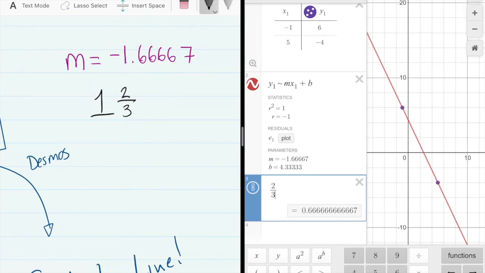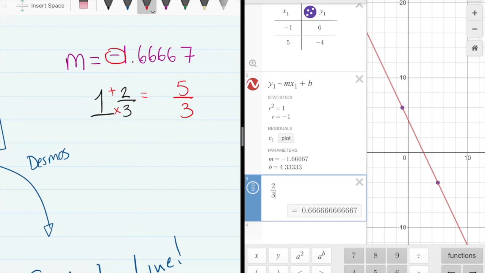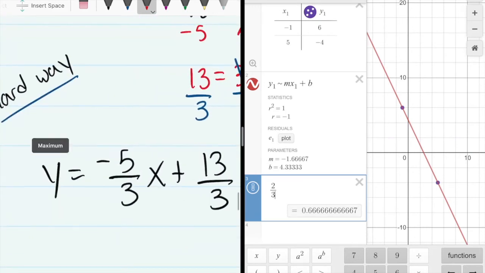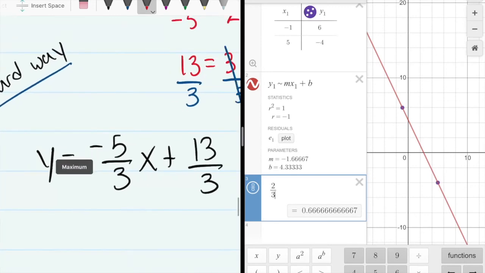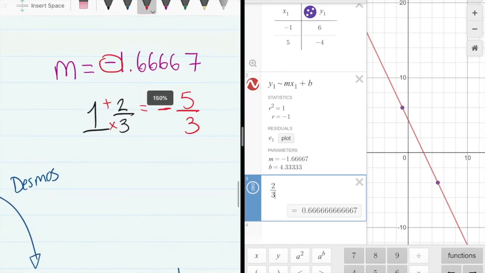Well, we don't want a mixed number. We want a fraction. So you guys remember how to make it? It's times and plus. What's 3 times 1? That's 3. What's 3 plus 2? That's 5. So my improper fraction is 5/3. Don't forget it was negative. So my actual slope is -5/3, which isn't that what we had? So far, so good. Look, we got the slope.